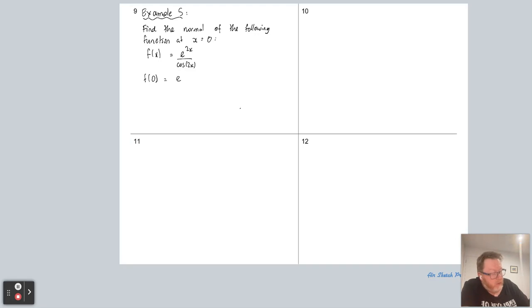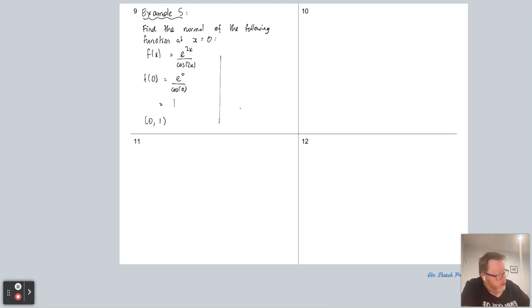f of 0 equals e to the power of 2 times 0, so it's e to the 0, over the cosine of 2 times 0, which is just cos 0. Okay, that's not a problem at all. e to the 0 is 1, and cosine of 0 is 1, so we've got 1 over 1, so that whole thing is equal to 1. So we've got the point (0, 1).